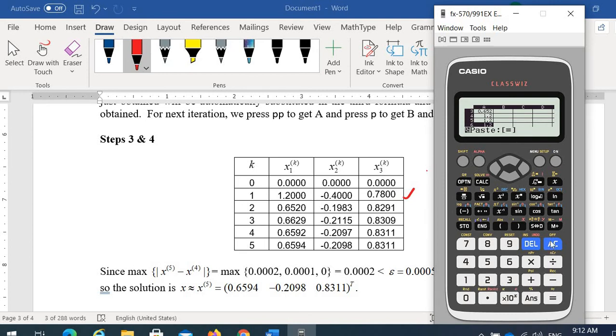To exit the paste mode, press AC. Go to copy the formula in the table. This formula: options, go down, copy. Go down, equal to paste. Go down, equal to paste. Go down, equal to paste. Go down, equal to paste. Escape, AC. We go up to get the formula at cell C2.